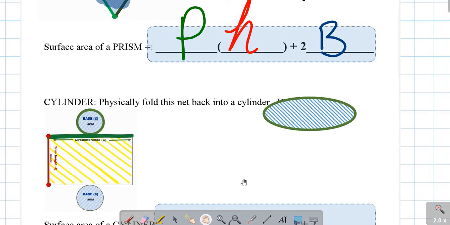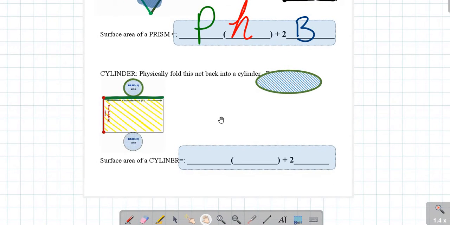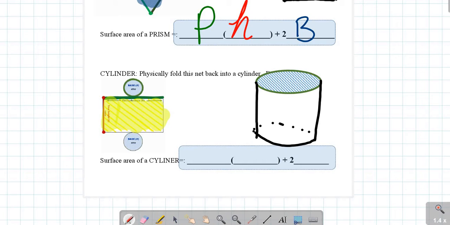Now a cylinder is almost exactly the same. Notice I said almost. So here's the net of your cylinder. If you unfold a cylinder, it looks like this. So if you were to draw it back, here is your cylinder. If I wanted to find the area of this portion, it would be this base, right? Because it's a rectangle times height.